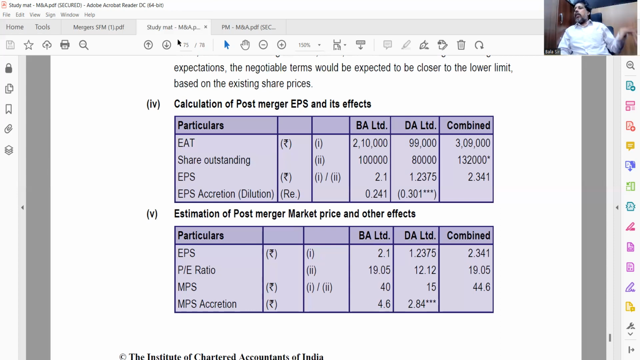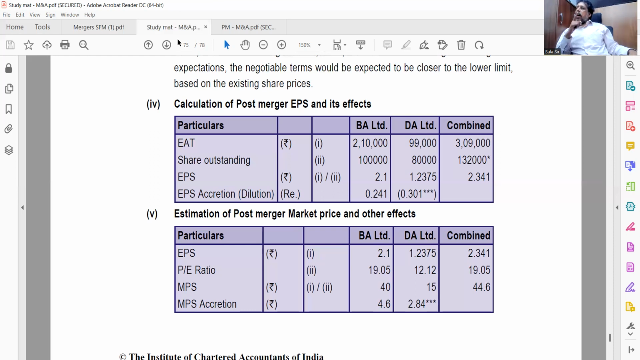Yes or no? You guys are getting only 32,000 shares in my company. So 32,000 shares into 2.341 will give you what? Your post-merger earnings. What you will earn? 74,900. Exactly. But how much were you earning earlier? You were earning rupees 99,000 earlier, right? EAT. From 99,000, it has come down to 74,000. So what is the difference? 24,088. This is your fall in earnings. You get it? Yes. This is a dilution.